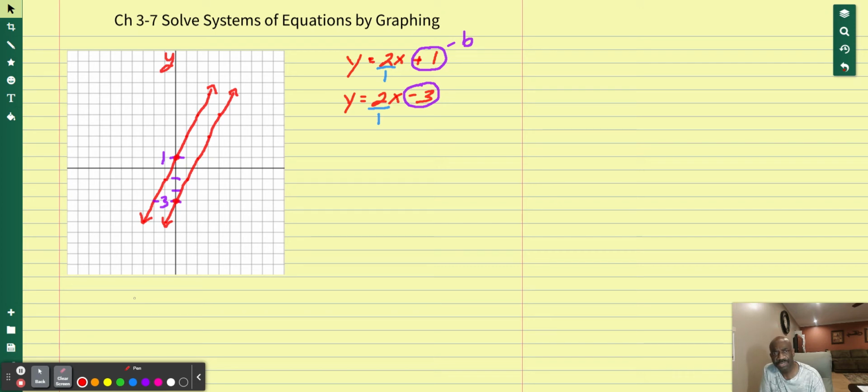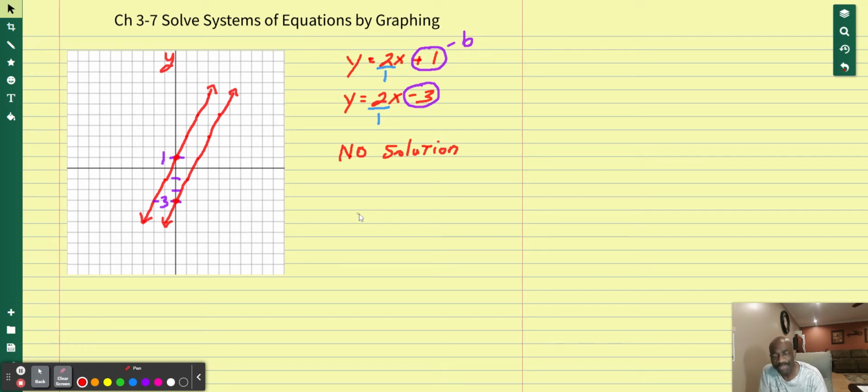In this particular case, the two lines do not touch. They do not intersect. They are parallel. No matter how long the line is, they will always be the same distance away from each other. All right. So in this particular case, the answer is no solution. Remember, the lines have to touch in order for there to be a solution.